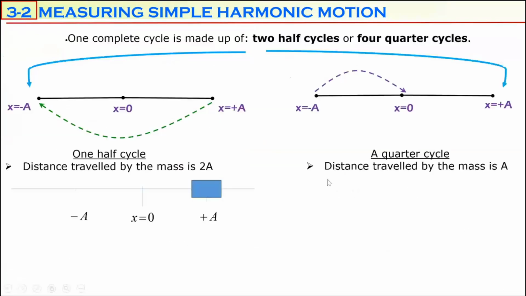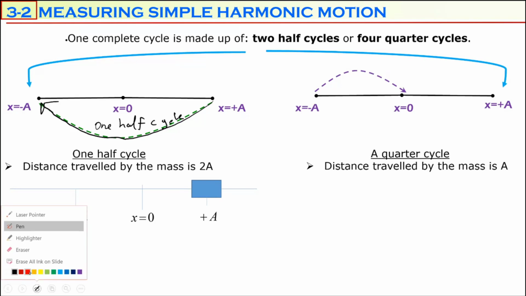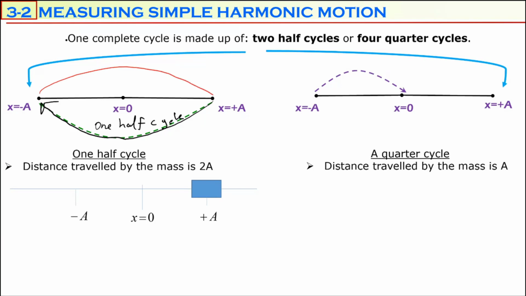Okay, now half cycle. One complete cycle is made up of 2 half cycles and 4 quarter cycles. So this is a half cycle from positive A to negative A, one half cycle. Or from negative A to positive A, it is another half cycle. So as you see, one complete cycle is made up of 2 half cycles.